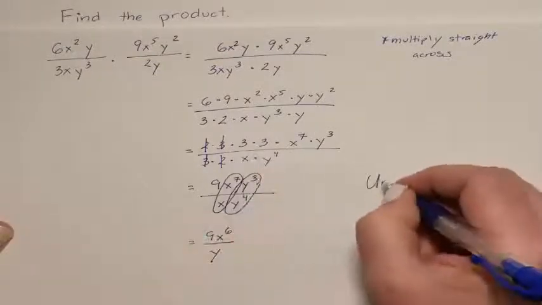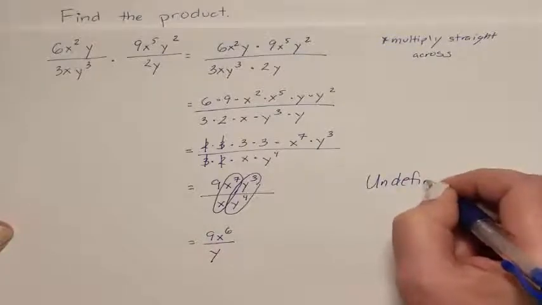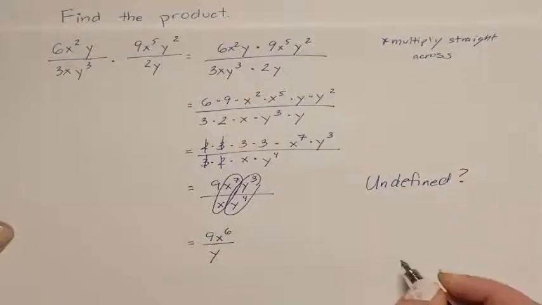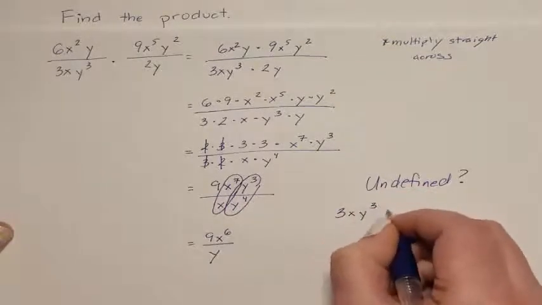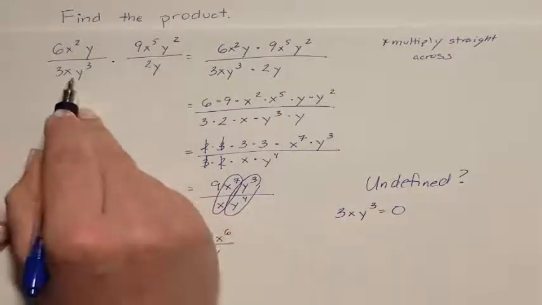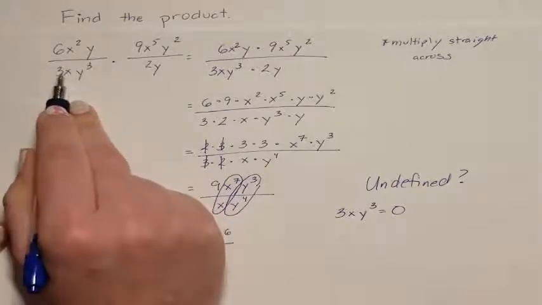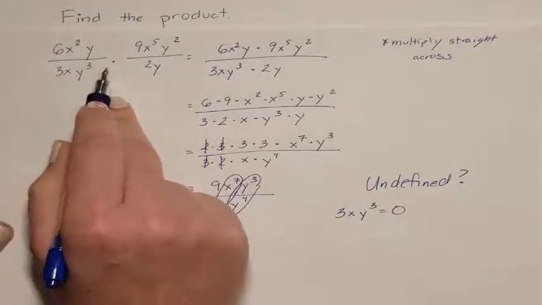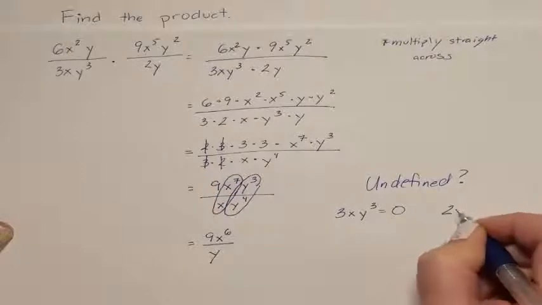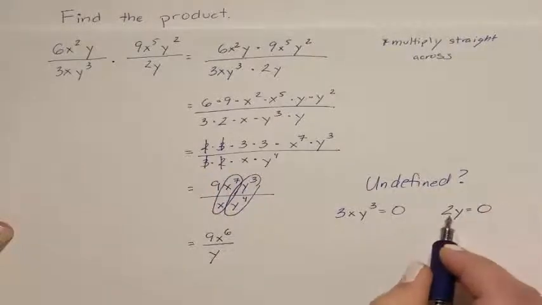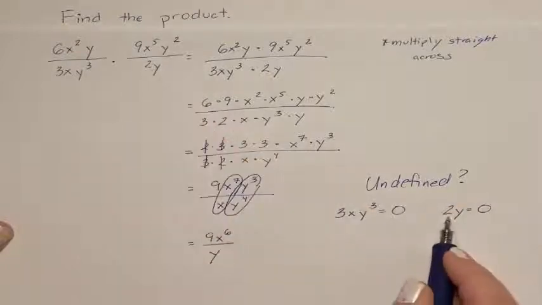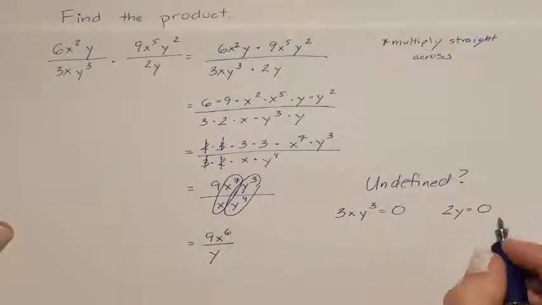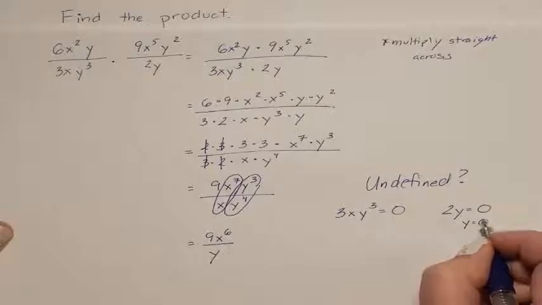But remember, we have to go back to the very beginning and figure out when our denominators would have been undefined. This 3xy to the third cannot be 0, because if this denominator equals 0, our fraction is undefined. You can't have that. Same with this 2y. 2y cannot be 0, because if it ends up being 0, this fraction is now undefined and we can't have that. The only way that this statement is true is if y itself was 0.